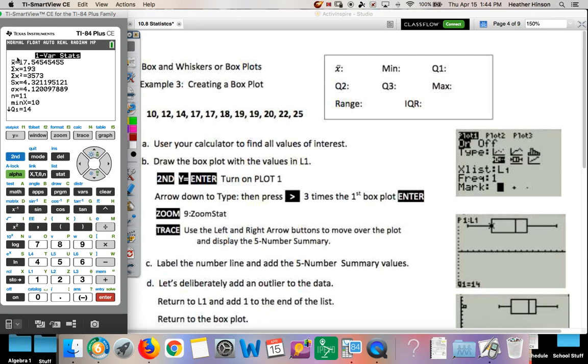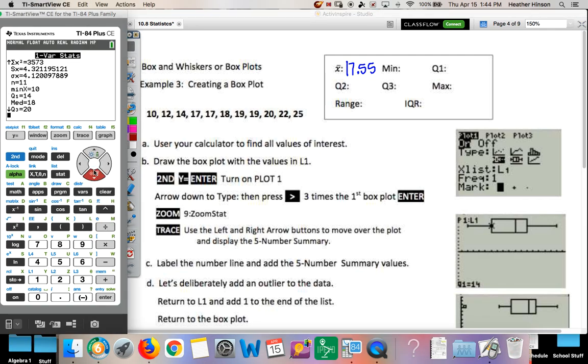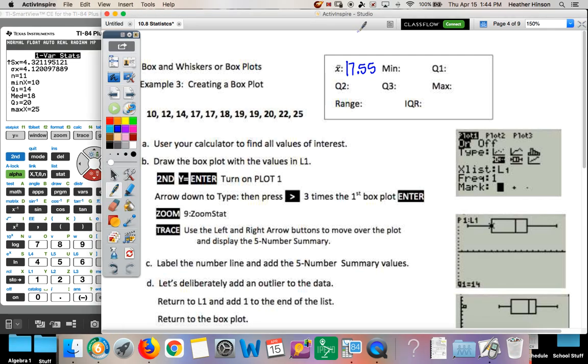So our x bar, which is our mean, is 17.55. Then if we scroll down on that list, our min is 10. Our Q1 is 14. Our Q2, which is also called the median, is 18. Q3 is 20. And then your max is 25.